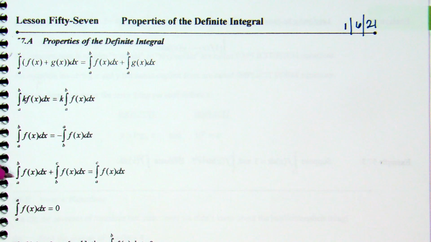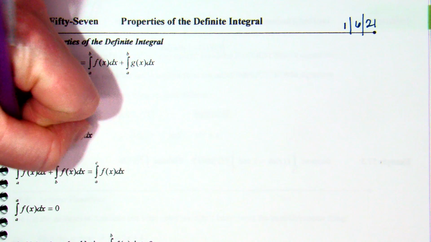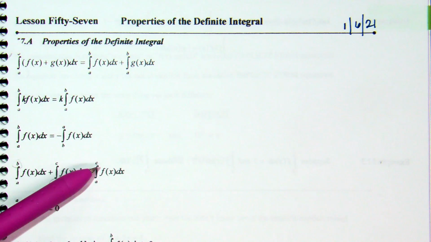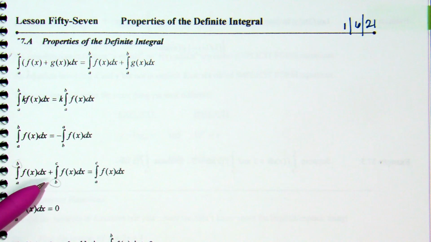This one, the integral from a to b of f of x plus the integral from b to c of f of x. Notice my insides are the same, they're both f of x. Notice it's a to b and b to c, and those b's match. Because those b's match, the top boundary of one and the bottom boundary of the other, this can be rewritten as one integral from a to c. And again, that's only because these b's are matching.